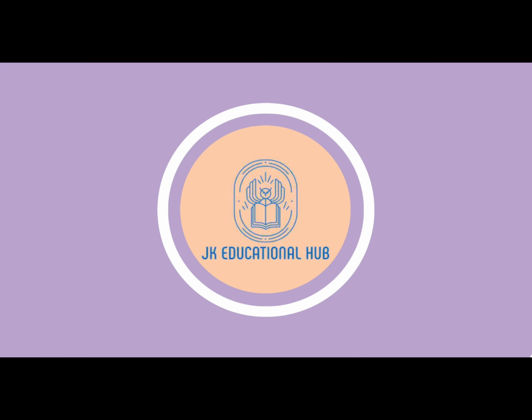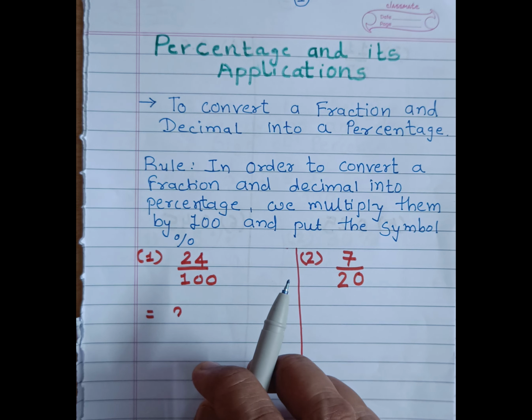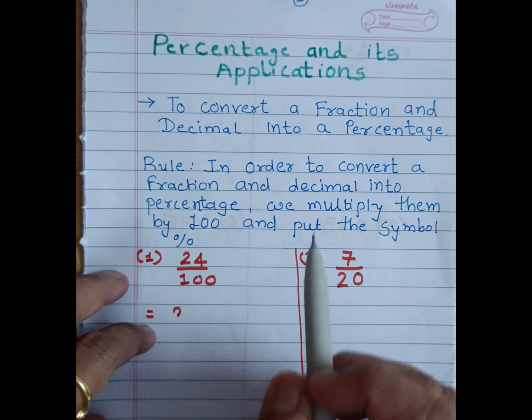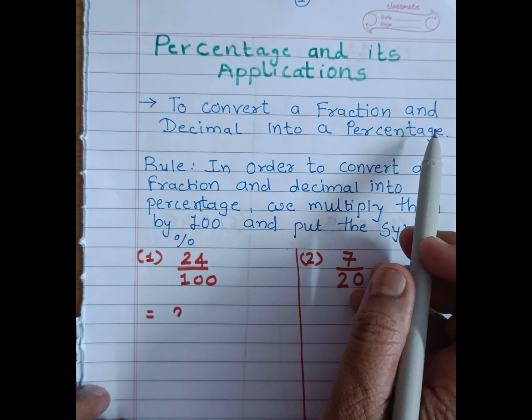Today we learn the fundamentals of percentage and its application. First we learn to convert a fraction and decimal into a percentage. For this, first we learn the rule. In order to convert a fraction and decimal into a percentage, we multiply them by 100 and put the symbol of percentage. Now we understand this by the sum.